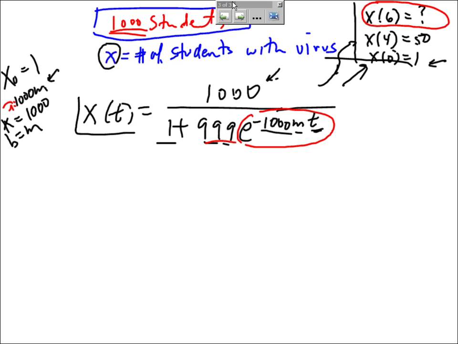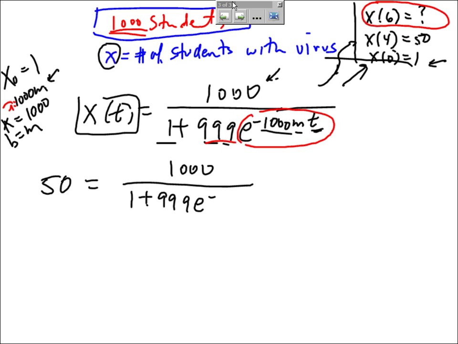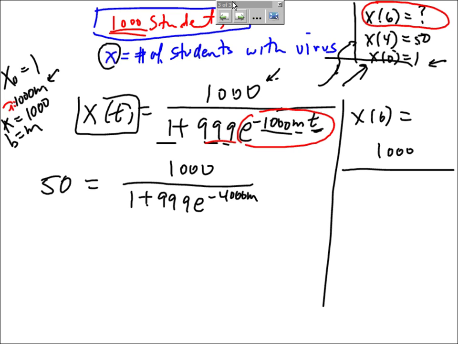So, on one hand, x of 4 is 50. And it equals 1,000 over 1 plus 999 e to the negative 4,000m. Okay, and just for the record, x of 6, using our formula, is going to be 1,000 over 1 plus 999 e to the negative 6 times 1,000, which is 6,000, times m.